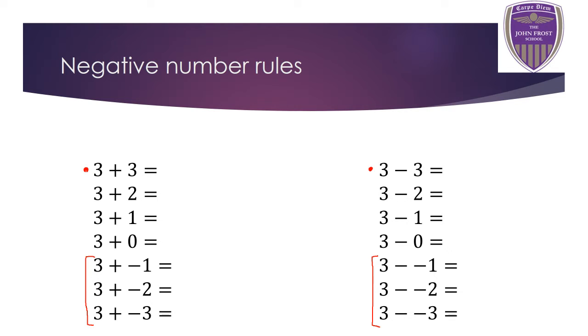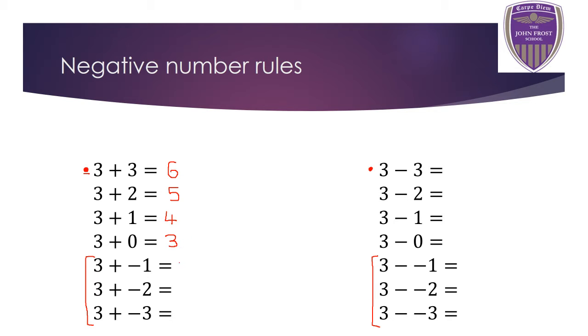Okay, so let's have a look at these. Let's start with the ones on the left here, okay? So 3 plus 3 is 6. 3 plus 2 is 5. 3 plus 1 is 4. 3 plus 0 is 3. Now, hopefully you guys have realized that the first number, the 3, doesn't change for any of these questions, but the number that's being added on is decreasing by 1 every time. And also the answer is decreasing by 1 every time.